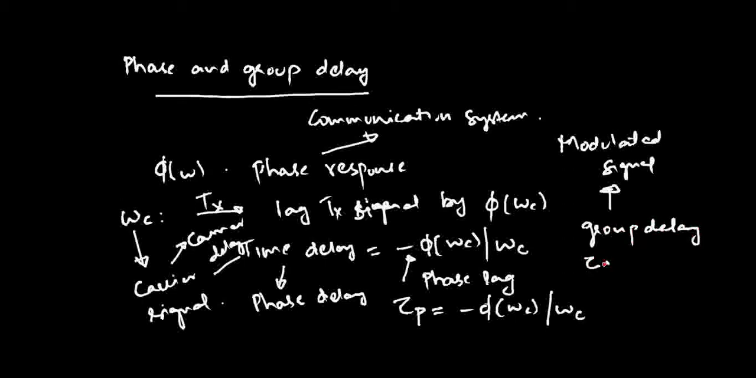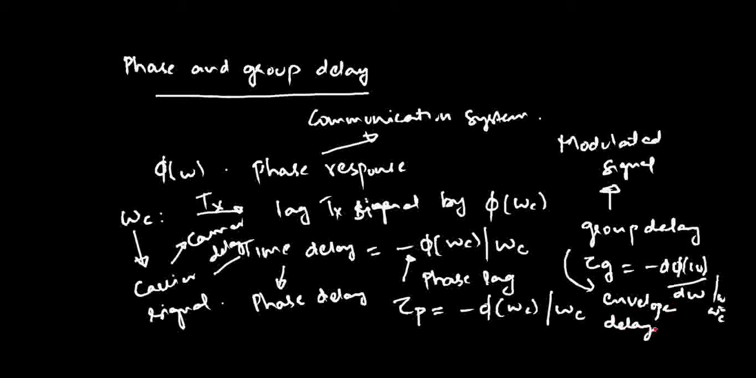Group delay, denoted by tau g, can be calculated as minus d phi of omega by d omega at omega equal to omega c. So minus d by d omega of phi of omega will give you the group delay, and group delay is called the envelope delay.